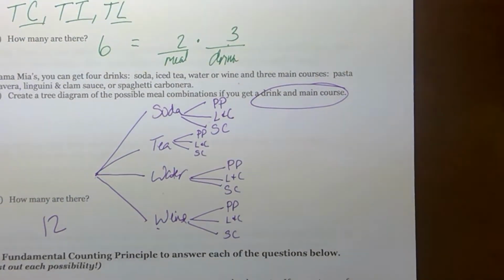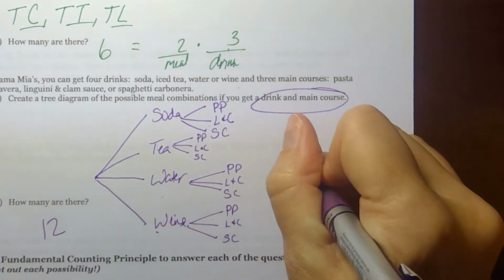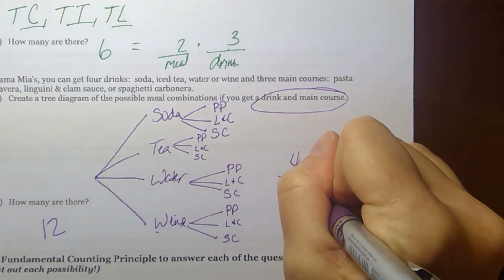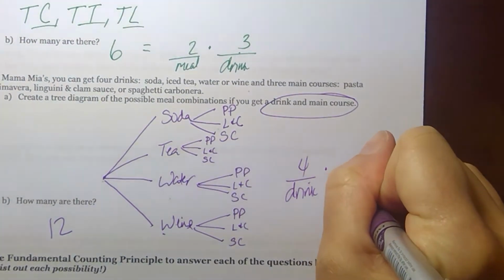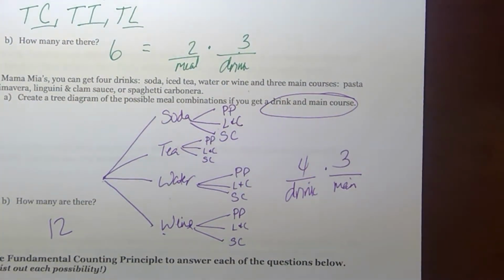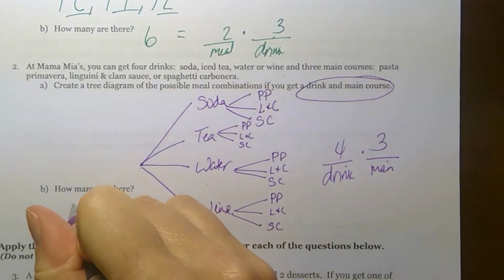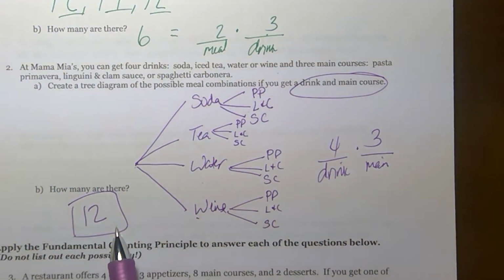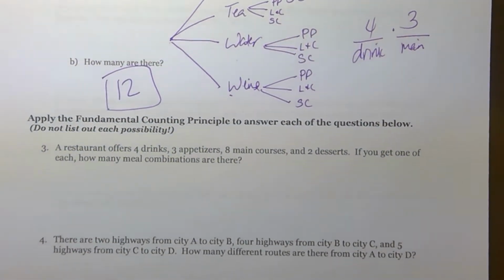Mathematically, how could we get there? Well, we see we have 1, 2, 3, 4 different drink choices, and we have 3 different main course options for a total of 4 times 3, or 12, when I use my fundamental counting principle.